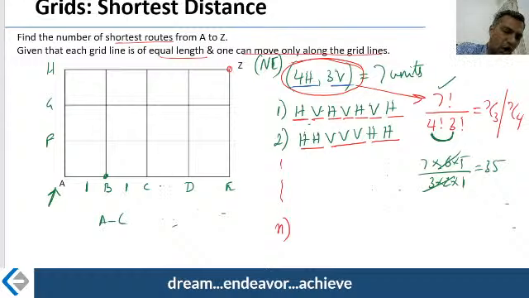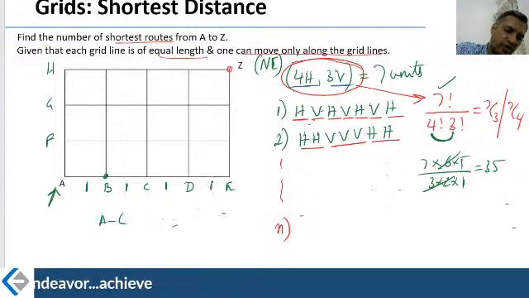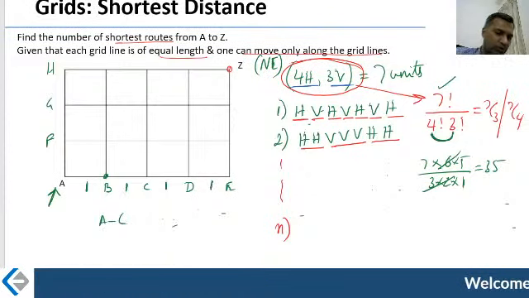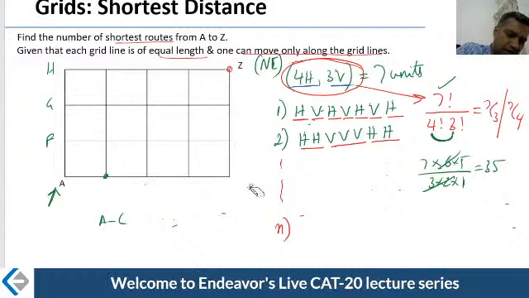Similarly, how many ways from A to D? That's also one way. How many ways from A to E? That's also one way. That's what you would be writing. Technically, what I meant here is you can reach this point in one way, this point in one way, this point in one way, and this point in one way. All these points can be reached from A in one way.